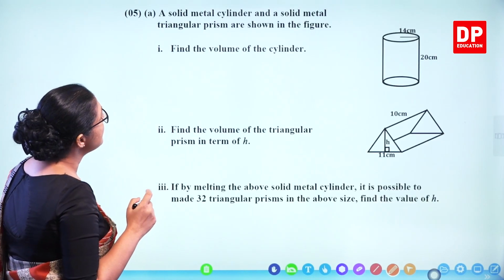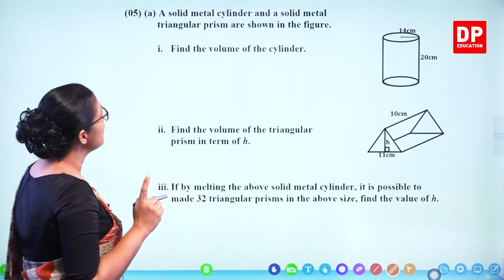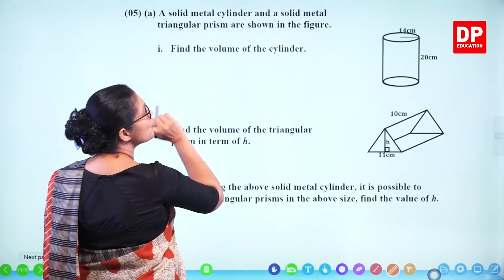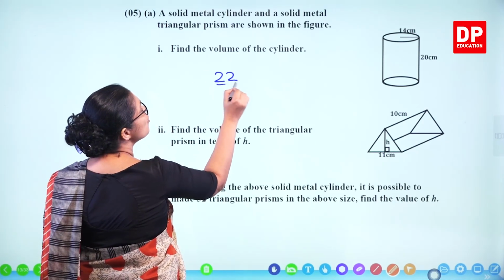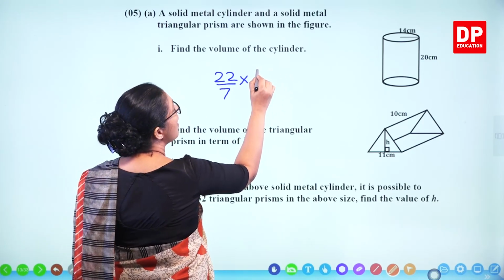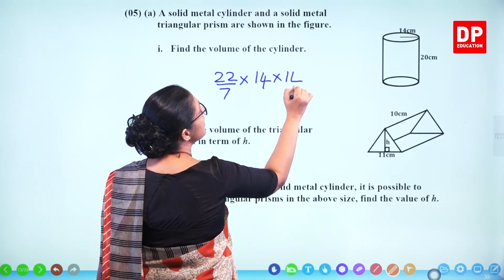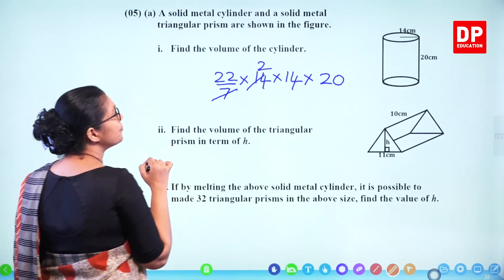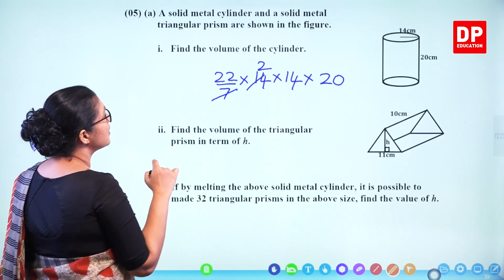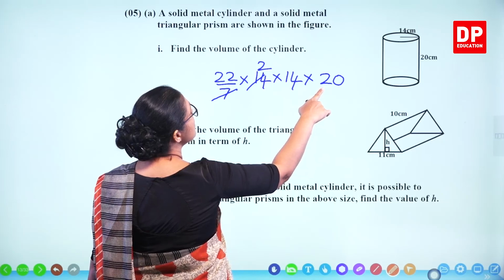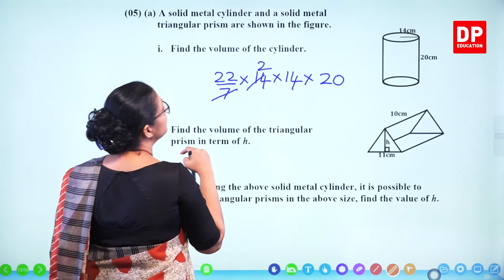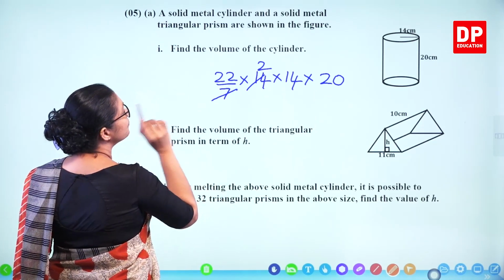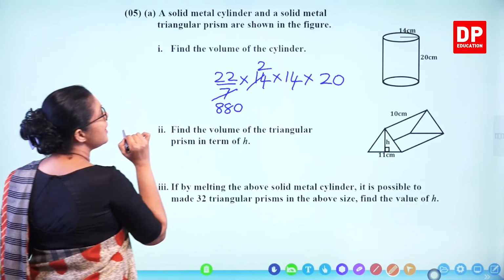A solid metal cylinder and a solid metal triangular prism are shown in the figure. Find the volume of the cylinder. So what's the volume of the cylinder? Pi r squared h. Pi is 22/7. R squared, R is 14 and height is 20. So 7 times 2, so you get 2 times 20, 40. So we'll do 40 times 22, 880.